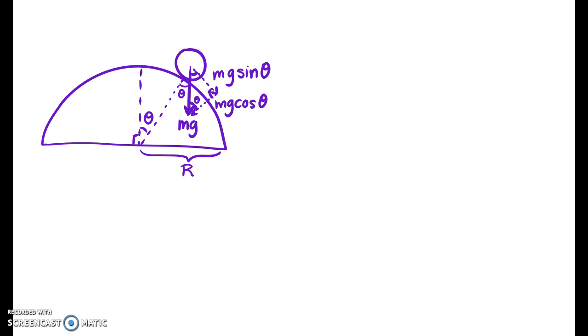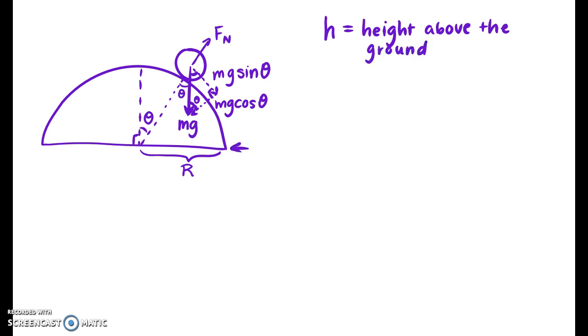Now the other force acting on this object is the normal force. So let's call it Fn, the normal force. And it's acting in the opposite direction, against mg times cosine of theta, the component of gravity perpendicular to the surface. Now, let's define what we're trying to find. We'll call this h, and we'll define h as the height above the ground, where we define this bottom place as the ground, where the object will leave the surface. So it leaves the surface of our hemisphere.